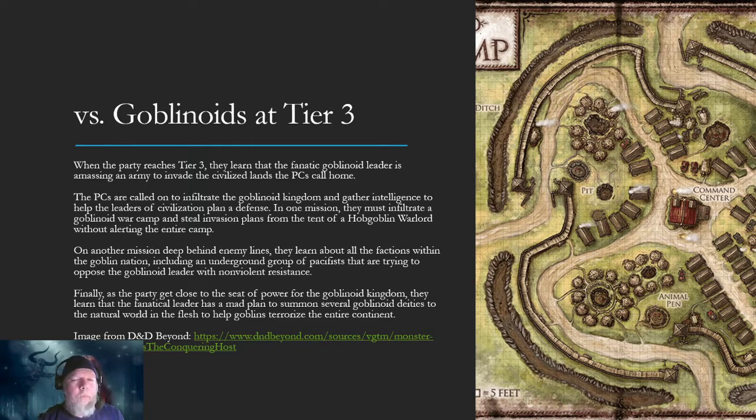Whatever. So, PCs might be called to infiltrate the Goblinoid kingdom and gather intelligence to help the leaders of civilization plan a defense. In one mission, they must infiltrate a Goblinoid war camp and steal invasion plans from the tent of a hobgoblin warlord without alerting the entire camp. So, now, this is where, yeah, you may think, oh, God, it's just goblins. Yeah, but there's like 2,000 goblins in this war camp. 2,000 goblins, 500 hobgoblins, 50 bugbears.